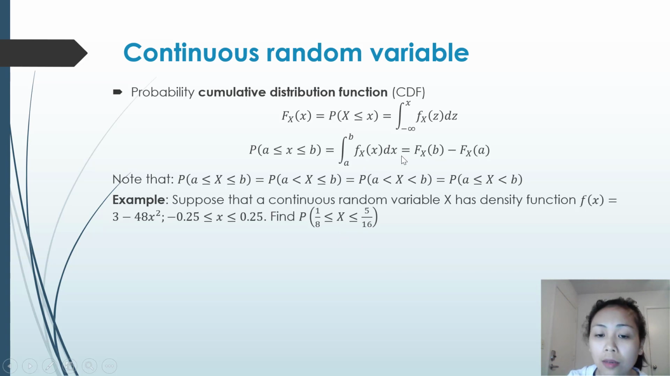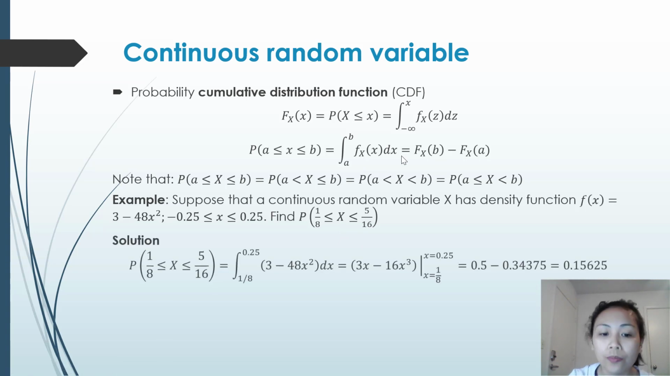Basically, we integrate. Here's one thing you need to pay attention to. The lower bound here is 1/8, which is between 0 and 0.25, so we use 1/8 for the lower bound. And the upper bound, 5/16, is outside the range, so we have to use the maximum value of x here, which is 0.25, because for sure x is less than 5/16. So we integrate from 1/8 to 0.25, not 5/16.